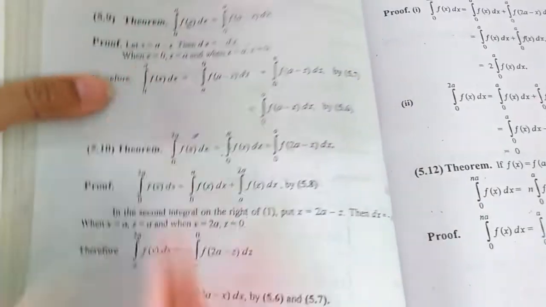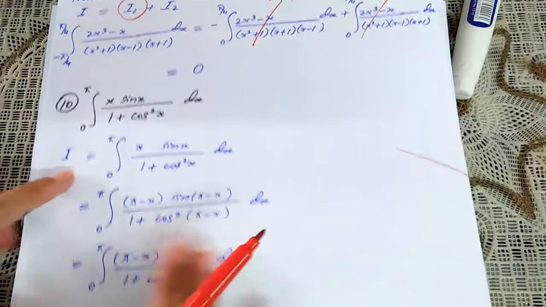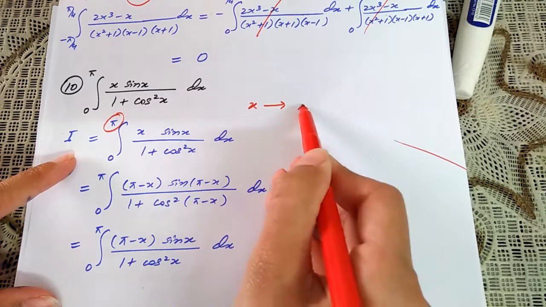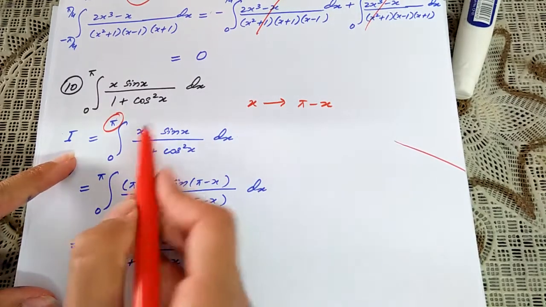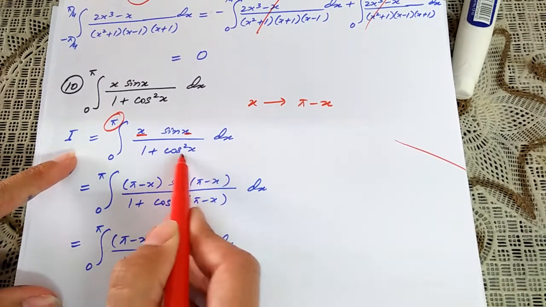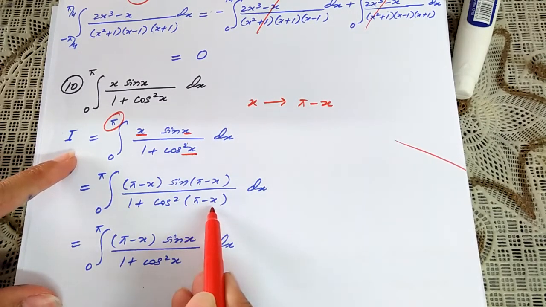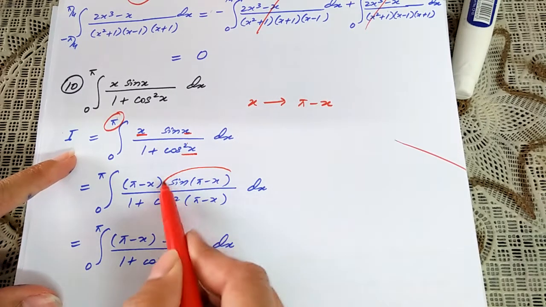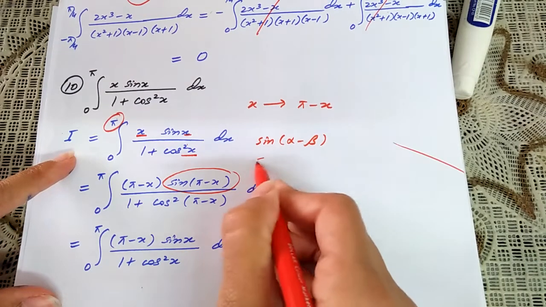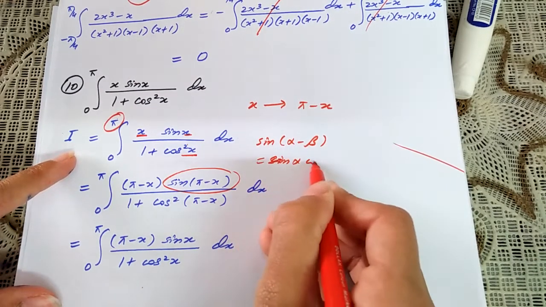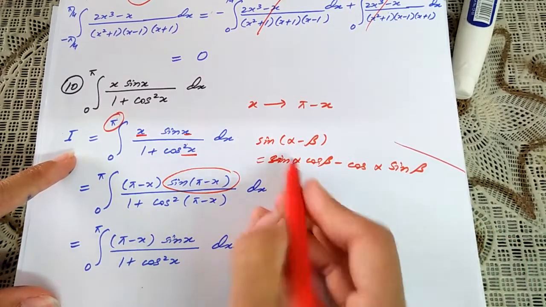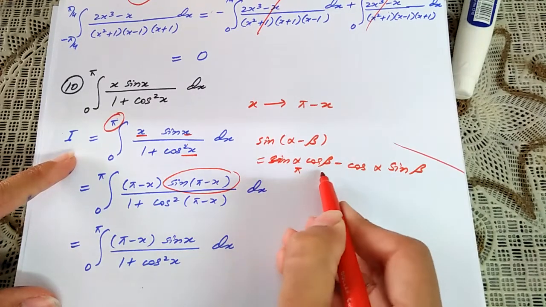So using this theorem 5.9 here in our question number 10, my upper limit is pi. I can replace my x with pi minus x here. So just replacing x with pi minus x, this x with pi minus x, and here in the bottom cos square pi minus x. Now we know that we can open this thing. This is the formula of sine alpha minus beta. This will be equals to sine of alpha cos of beta minus cos of alpha sine of beta. Alpha here is pi, beta is x.